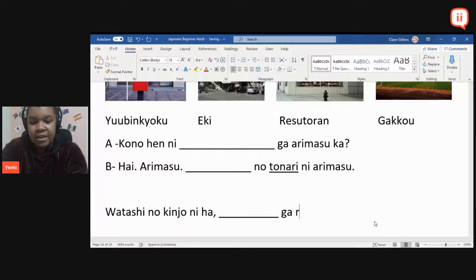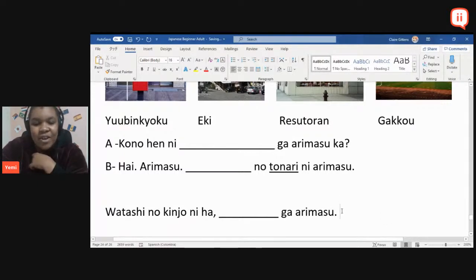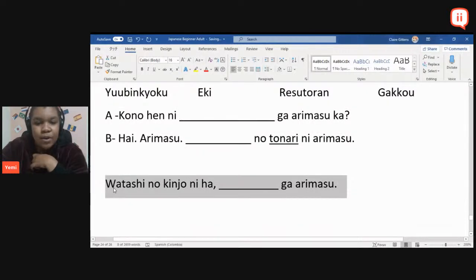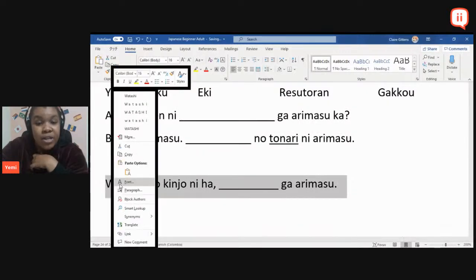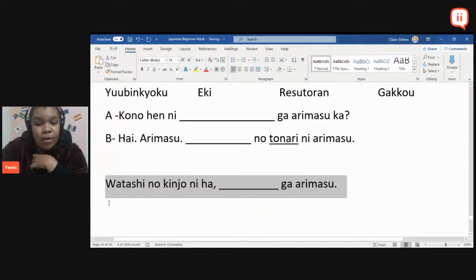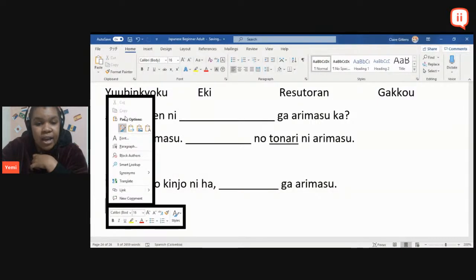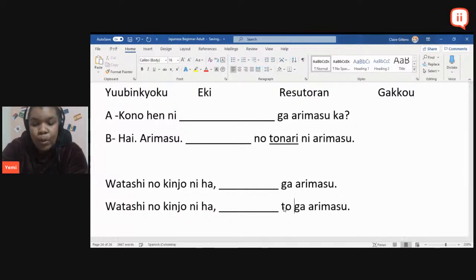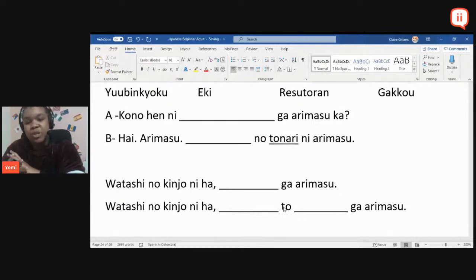Nani nani ga arimasu. Oh, my typing is bad today. Watashi no kinjo ni wa nani nani ga arimasu. Okay, or if you want to say more than one thing, we could also say watashi no kinjo ni wa nani nani to. Okay, to is "and" for adding together nouns. And you can use it as many times as you need.